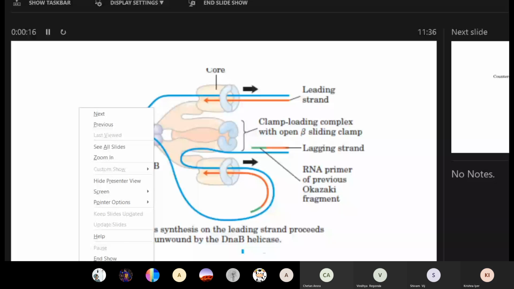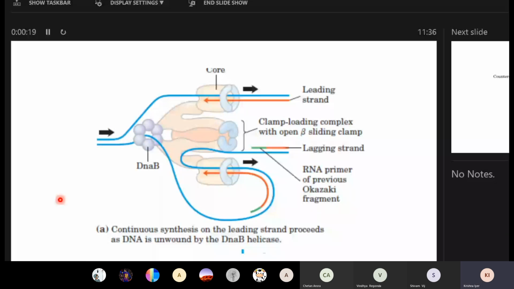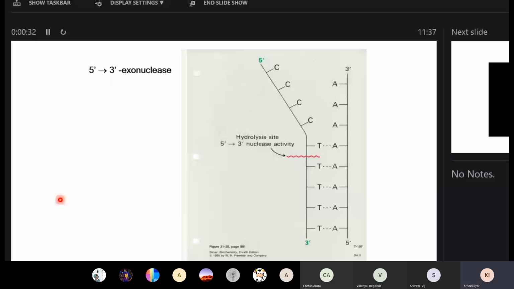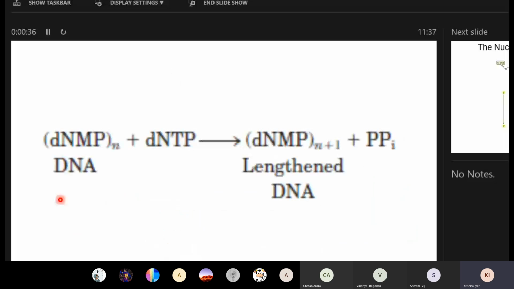Okay. So, if you remember last time, we started talking about DNA replication, and we said that DNA replication occurs in 3 steps. We said the first step is what we call initiation. The second step is elongation, and the third step is termination.